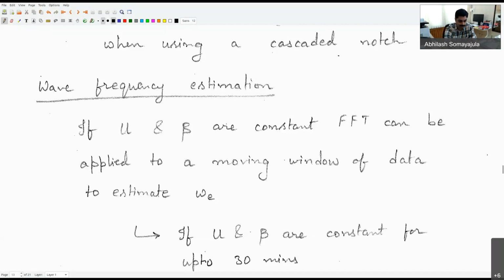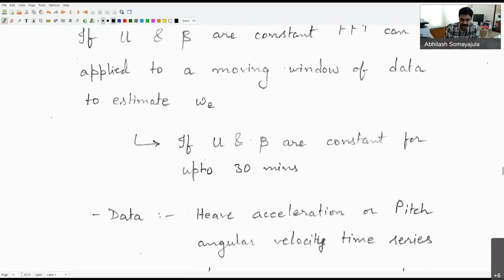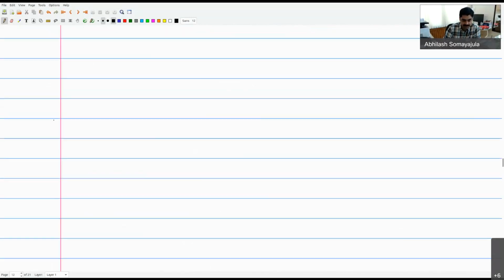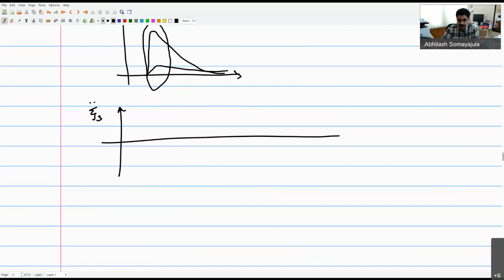Sir, can you explain again how to find the encounter frequency? That is pretty straightforward. Let's say that I have a time history, right? So I'm simply measuring, let us say, heave acceleration. I can get this from an IMU mounted on board a vessel, right? I can figure out how the heave acceleration is varying with time. I'll get some time history.